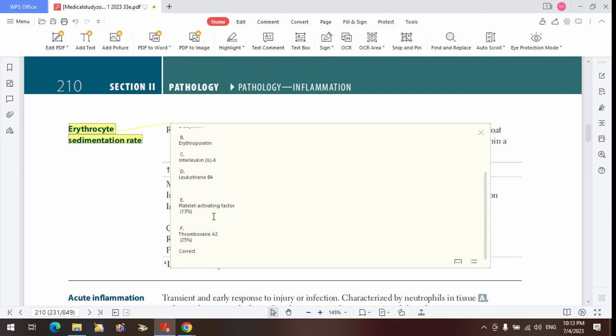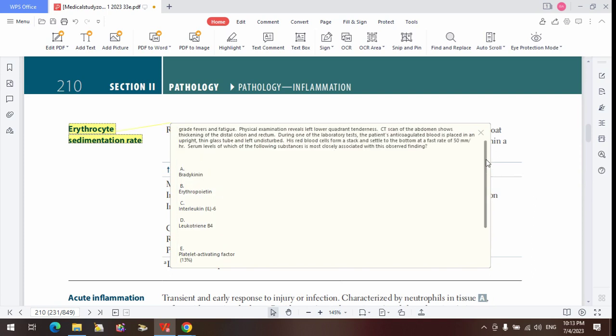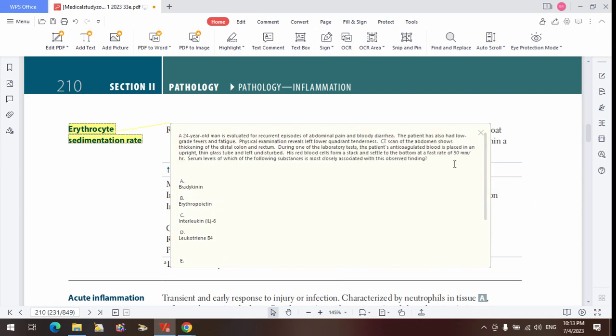Dr. Babawale, I still don't get it though. I feel like this question is clearly asking about chemokines. What do we call them? No, not chemokines. See, look at it. His red blood cells form a stack and settle to the bottom. That is causing a fast ESR, a high ESR. Why is it sedimenting fast? And we said one of the causes of high ESR is inflammation.